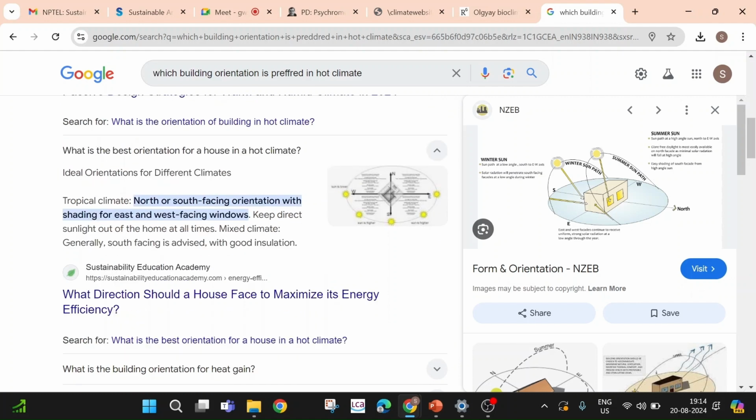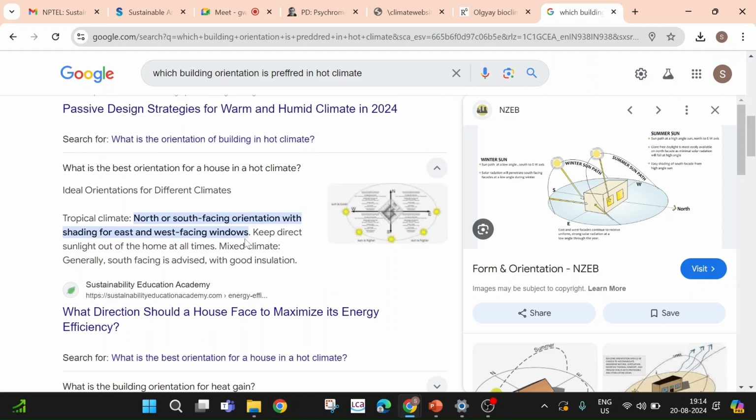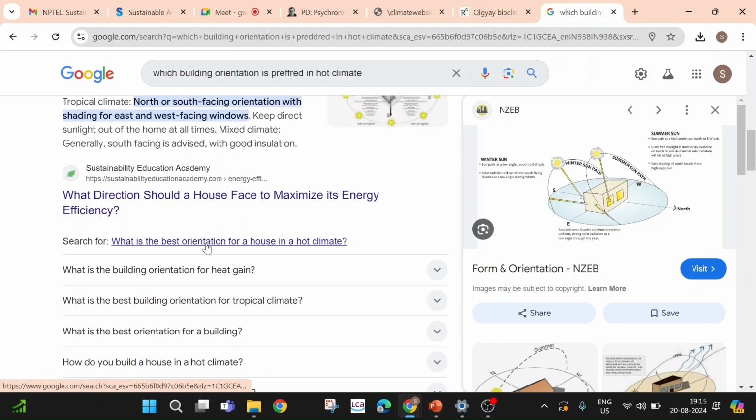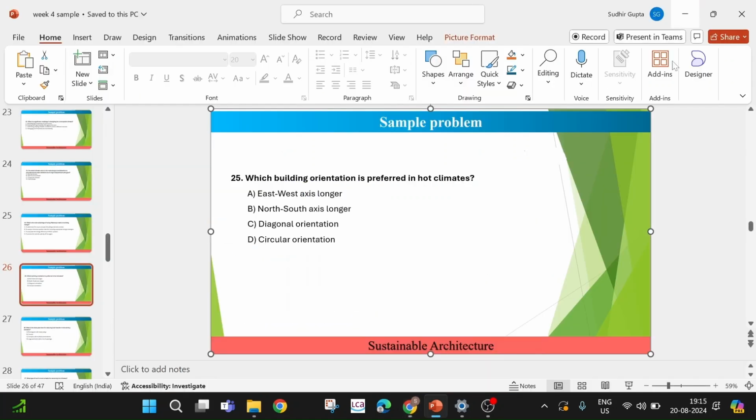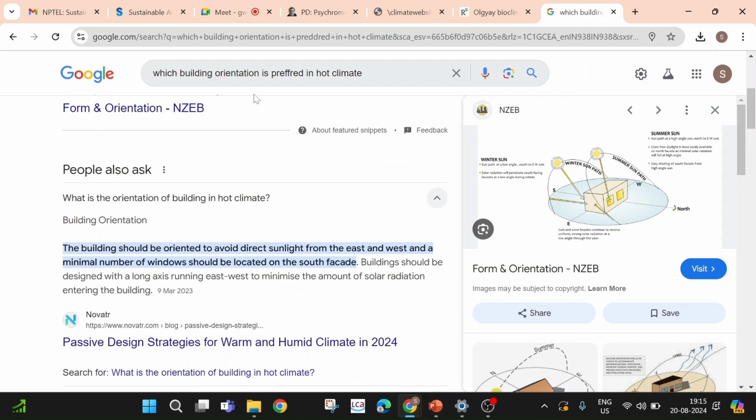See here also you can see north or south facing orientations with shading. For the east and west side you can do shading also. If someone of you was asking, some variation will occur from east and west, so that part you can also add on to improve the efficacy of your building. So I think it is clear now to all of you. Is that clear? Can we move to the next question? Yes, sir.